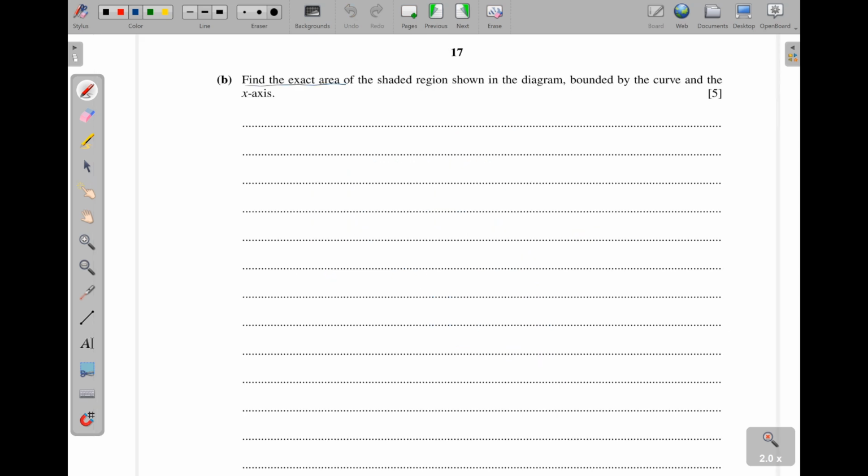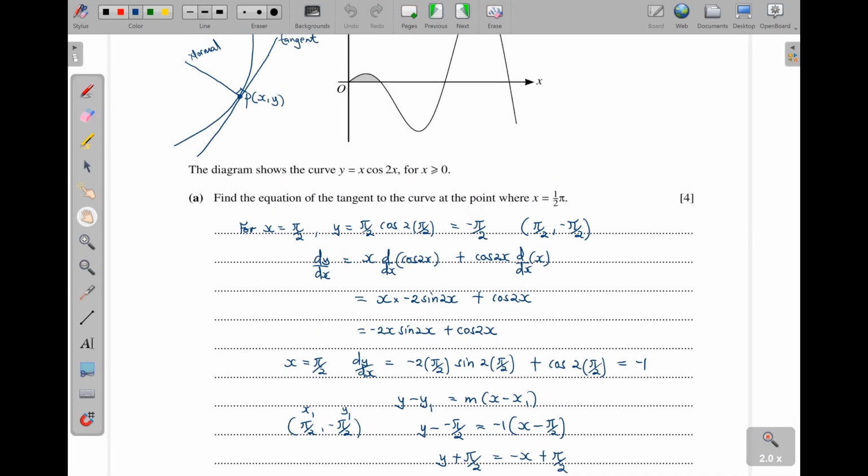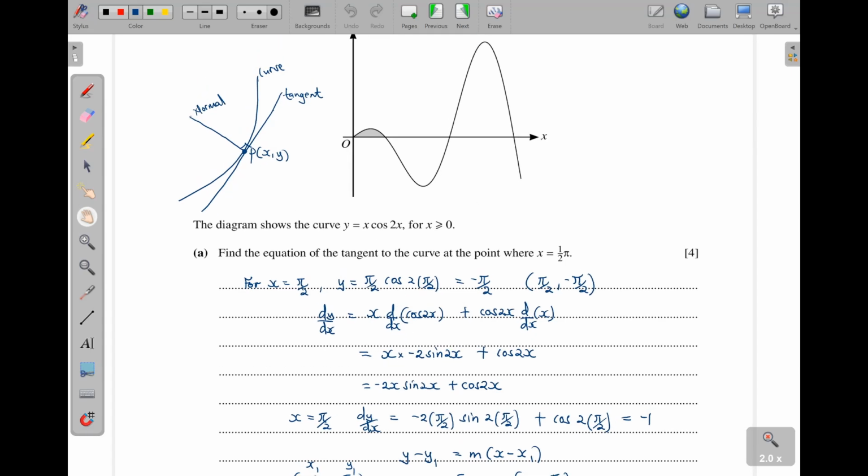Part B, find the exact area of the shaded region shown in the diagram, bounded by the curve and the x-axis. So when we check again the area we are having, they said bounded by the curve and the x-axis. So this is the one here, the shaded region. Now we need to find the limits, okay, from 0 here, but now to what? Which point is here? So we need to find it.